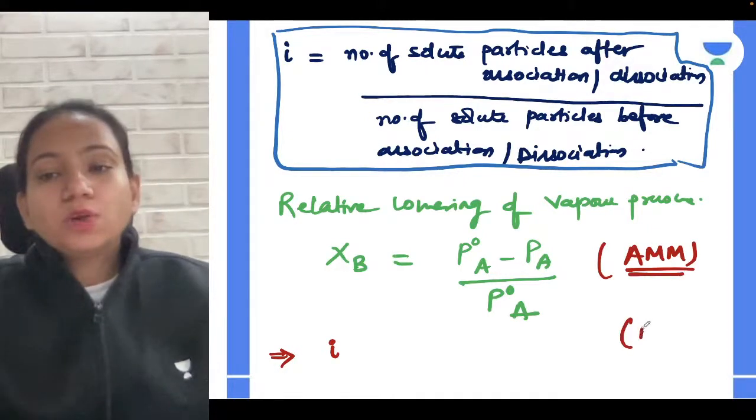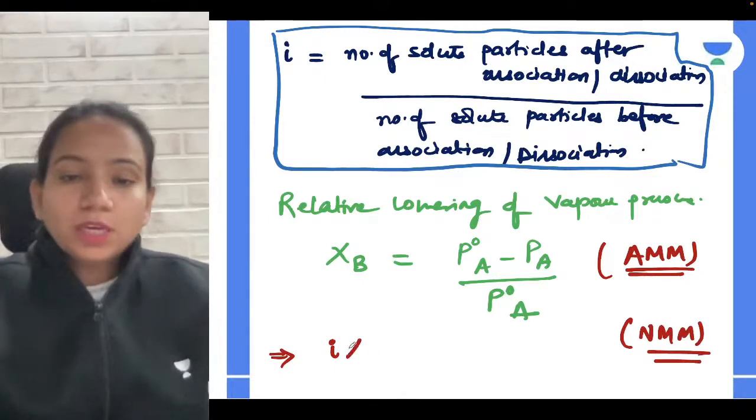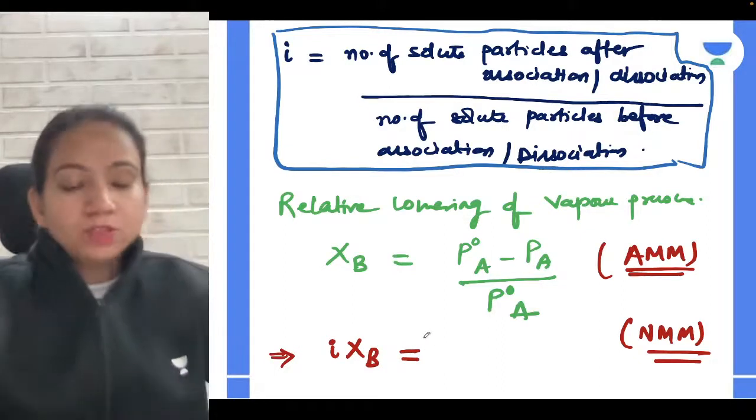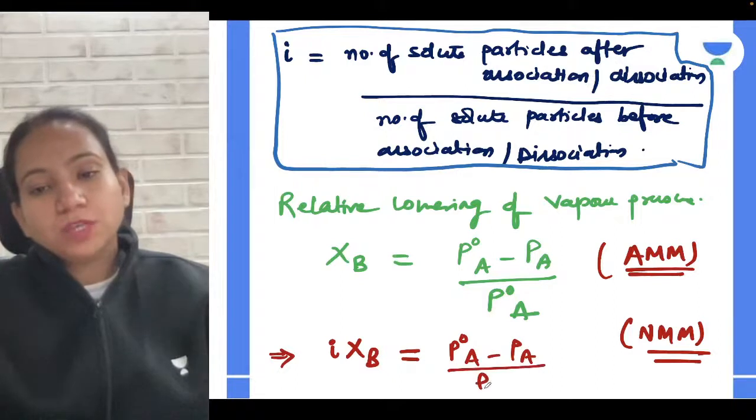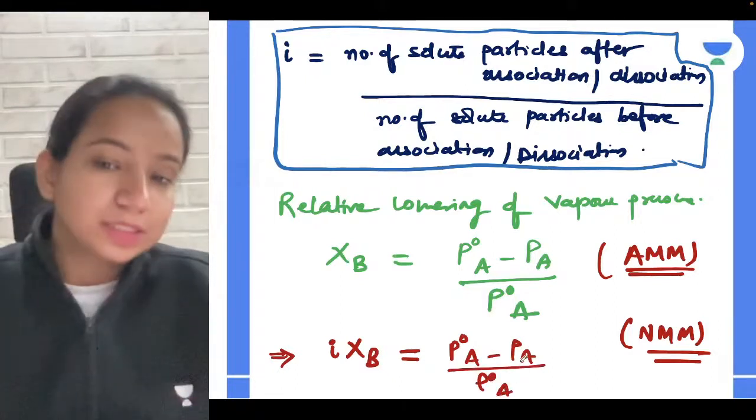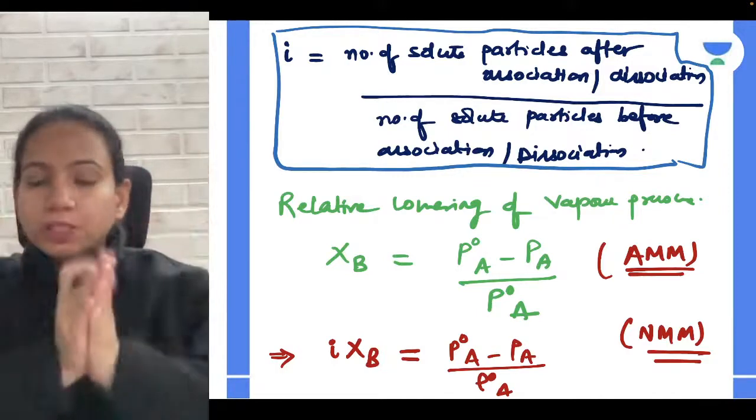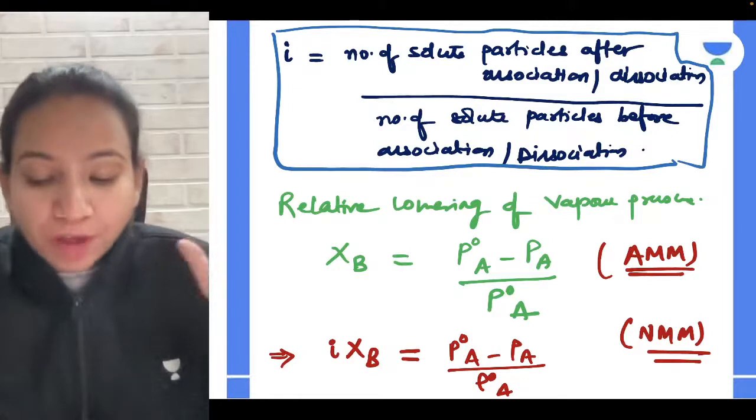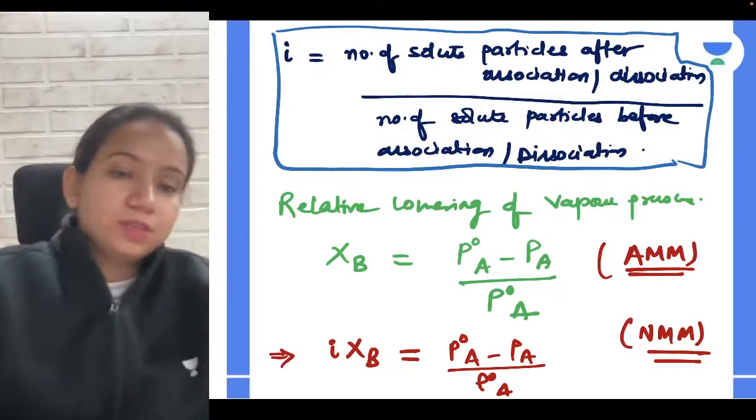If you want to get the normal molar mass, what will you do? You will correct it. How? By using the Van't Hoff factor, which is I. So I into XB, that is, P naught A minus PA divided by P naught A. You will get the exact molar mass. So in relative lowering of vapor pressure, and in all the colligative properties, we have to use this Van't Hoff factor to get the exact or normal molar mass, right?